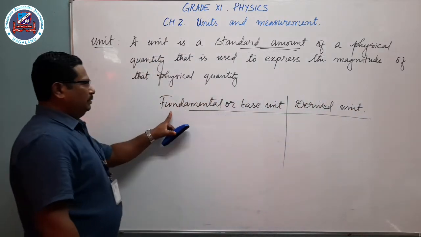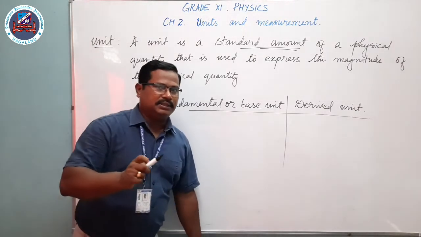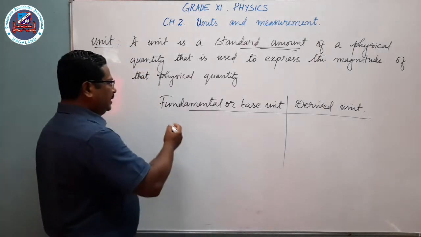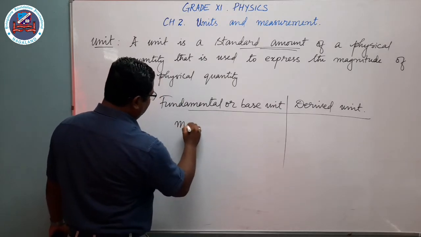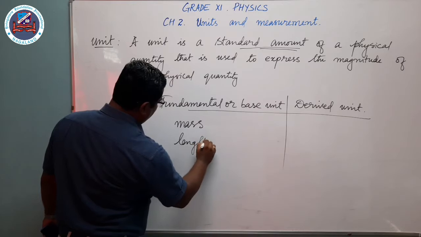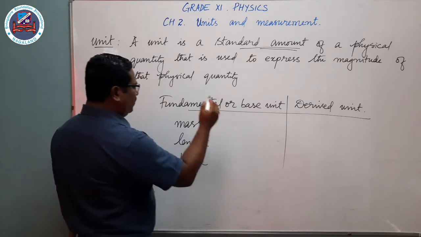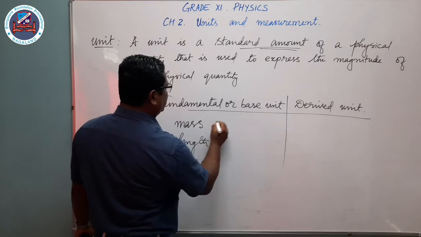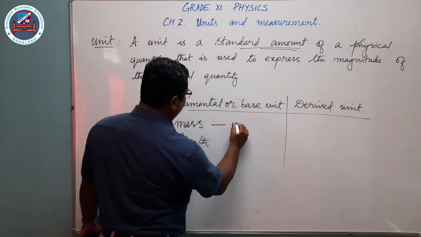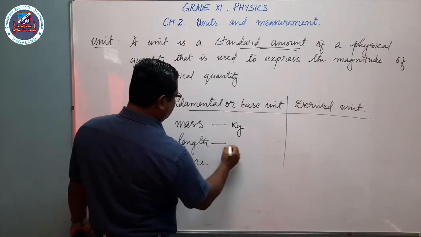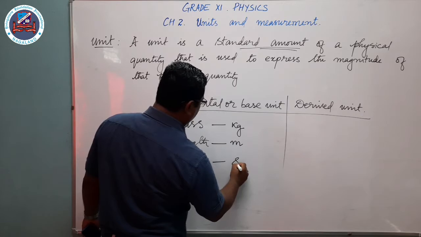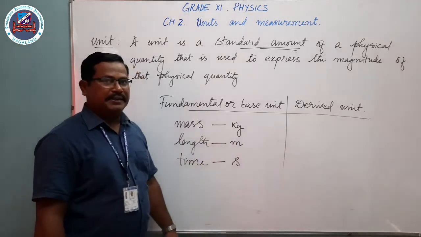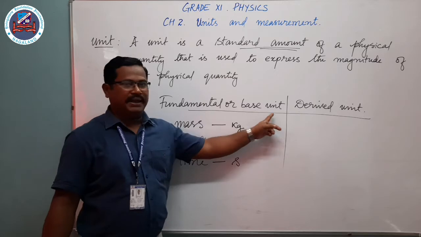Now when we talk about fundamental or base unit, it is that unit which can exist independently without the support of any other physical quantity. Suppose fundamental quantities, mass, length, time, they are called fundamental or the base quantities. Their units will be called as base units or fundamental units. For mass it is kg, kilogram, length it is meter, time it is second. So they don't take the help of any other physical quantities or any other units. They can exist independently. Those units we call them as fundamental or base units.